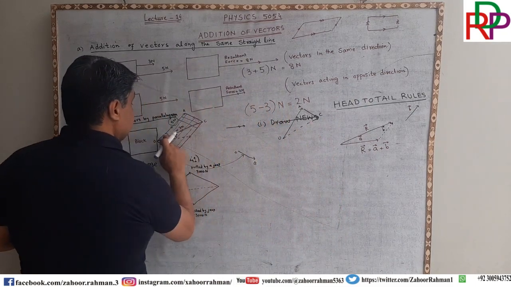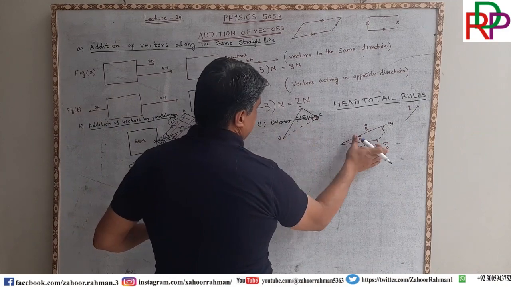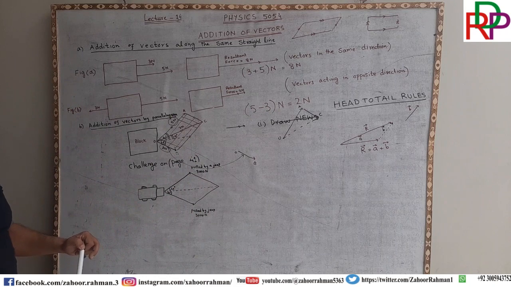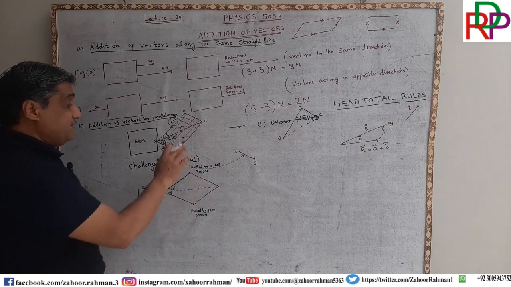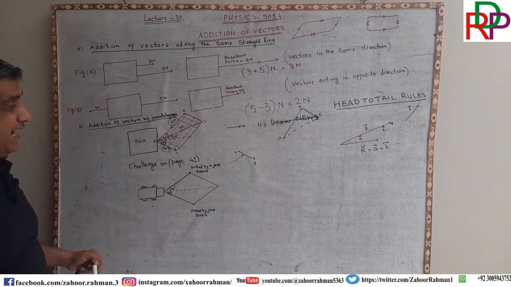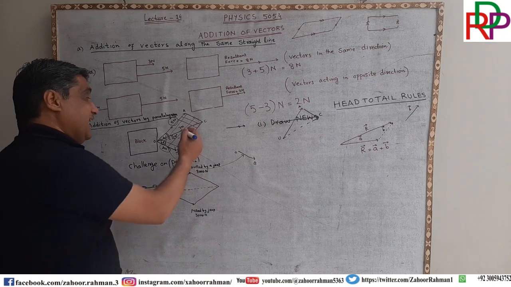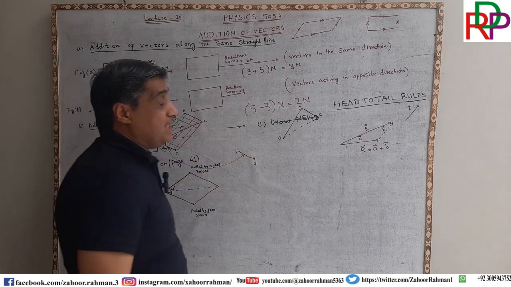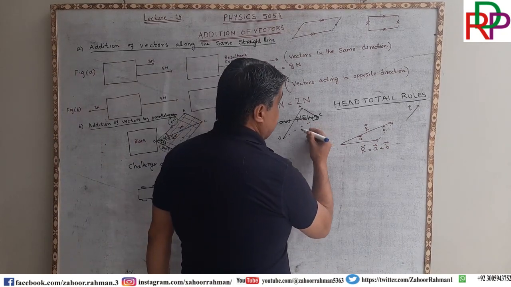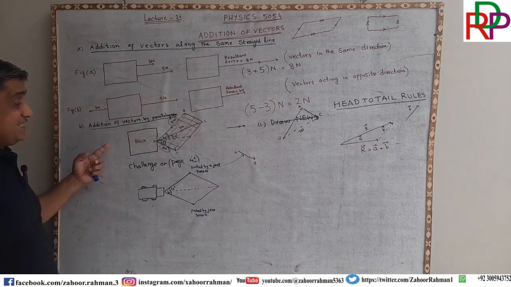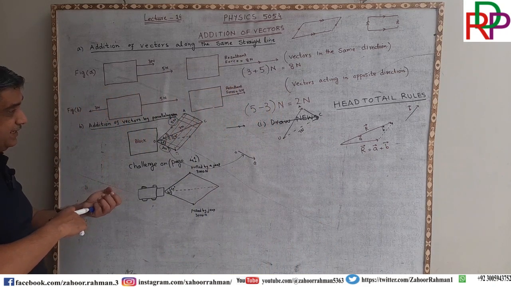So you can see this line and this line, according to the head to tail rule or according to the parallelogram, are giving you the same answer. I drew these lines free-hand. But if you are drawing on graph paper, then you will get that this is 7 Newton. Similarly, you can get 7 Newton from here as well. So in both cases, you will get the same answer.